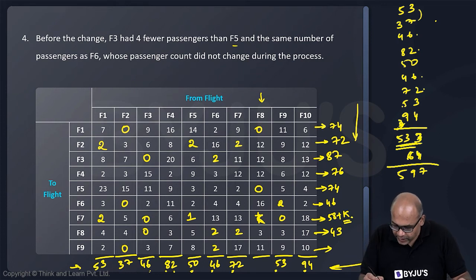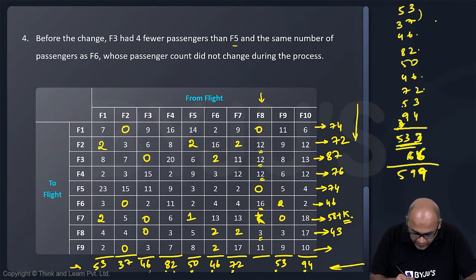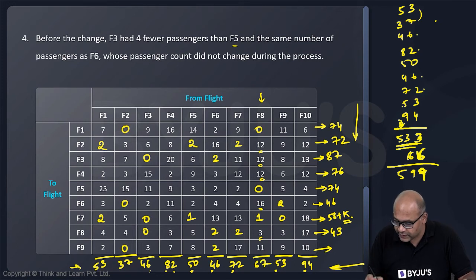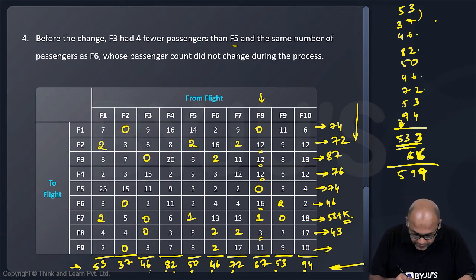Vertically, did I add correctly? Let me add the vertical also. So 12 plus 12 plus 12, 36, 36 plus 16, 46 plus 6, 52, 52 plus 3, 55, 56, 66. Oh, this is 66. So this is 599. Okay, so the total is 599, which means my k should become 1. A lot of calculation. That's what the set is all about, calculation. So this is 1. So this will be a total of 67. So here you are going to get all the values. This will be 58 plus 1, 59. So let me also write this down. This will become 59.